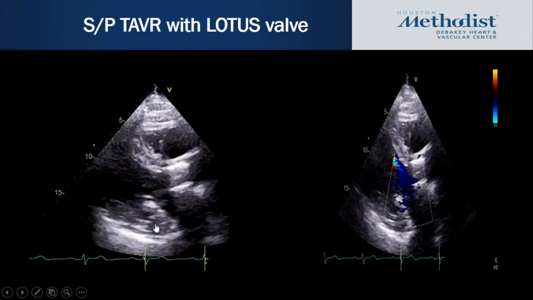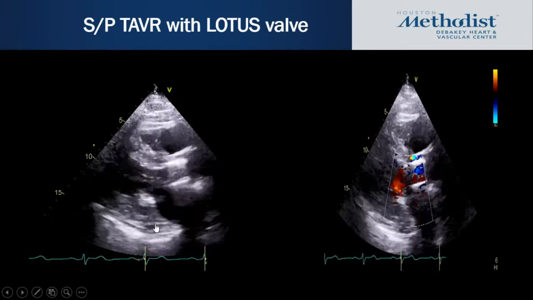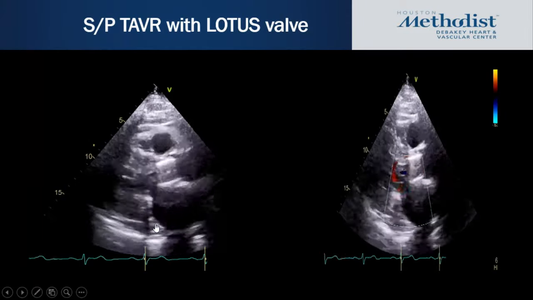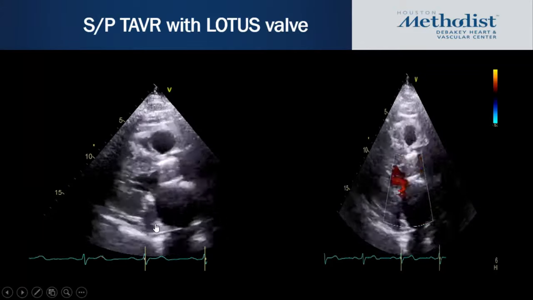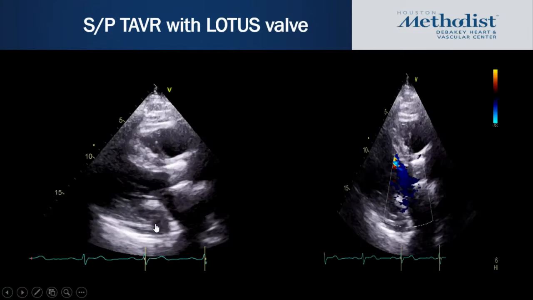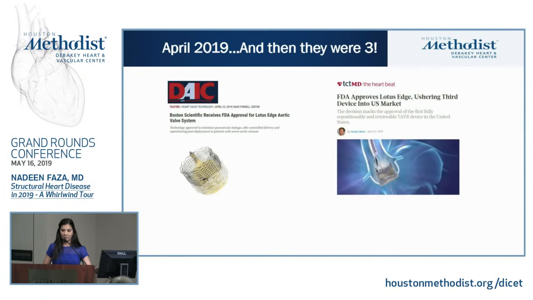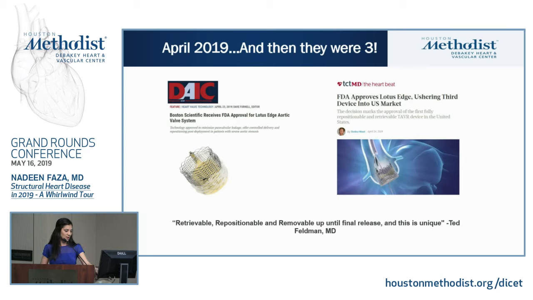This is what the Lotus valve looks like on echo. You can see it's well seated in the LVOT right here, above the LVOT, with no PVL and acceptable gradients, and the patient felt better after the procedure. Last month, this Lotus valve was approved by the FDA for use in TAVR patients. An important aspect to remember about this valve is that it's retrievable, repositionable, and removable until the final release. This is the unique thing about this valve.